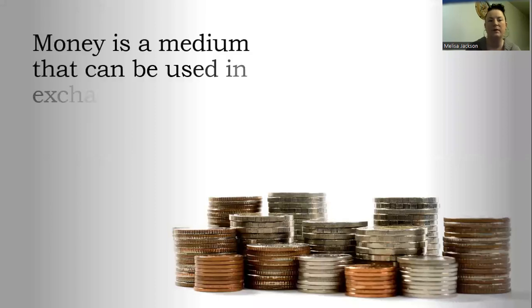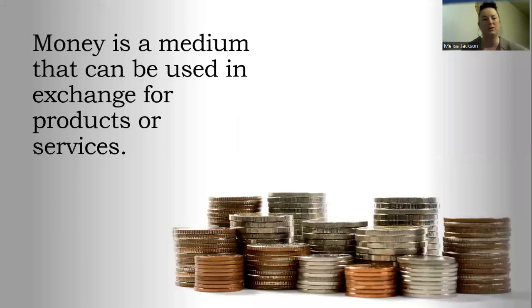So what is money? Money is a medium that can be used in exchange for products or services. Whether it be paper, coins, Venmo, PayPal, credit card, or gift card, you can use that medium in exchange for goods and services. Way back in time, it was a barter, right? You would exchange goods for goods, services for services. We can now use money for that.